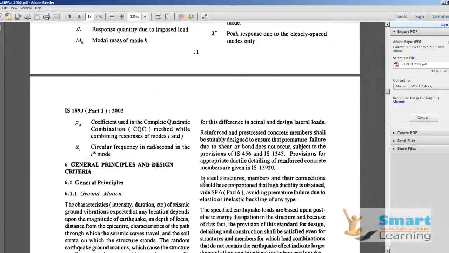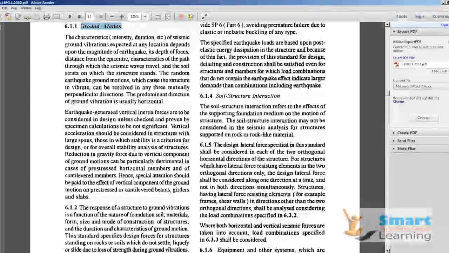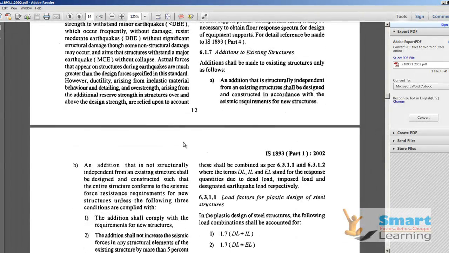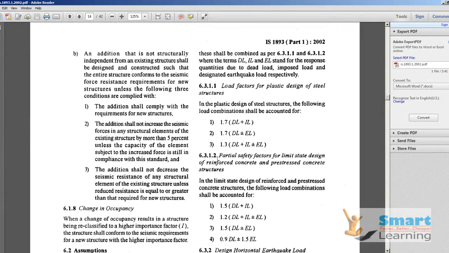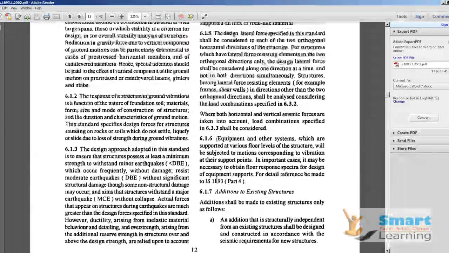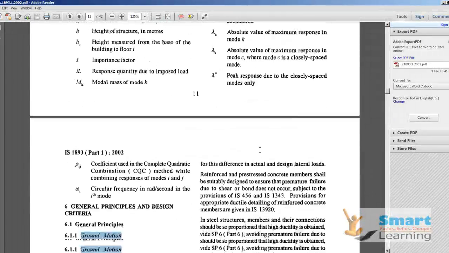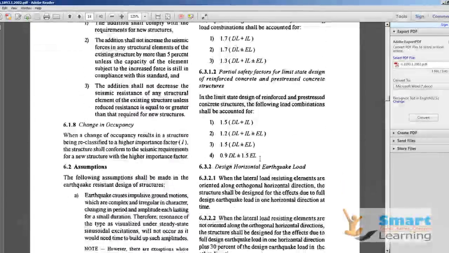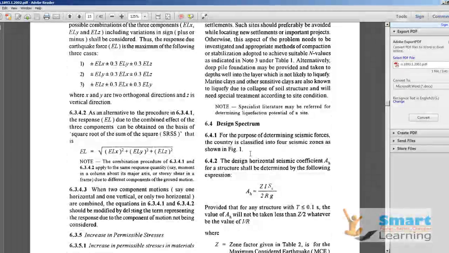And here you can see the general principle and design for earthquake as per the IS. The ground motion is the first factor, the change in occupancy and the assumptions, and what all load factors you can consider in the auto load combinations. Soil structure, type of soils which you are going to use, and different zones and their design spectrum.